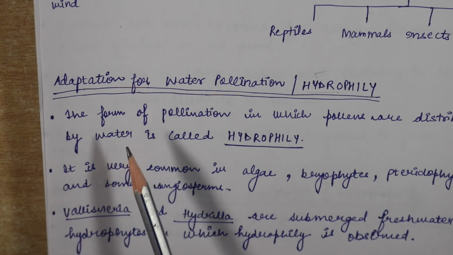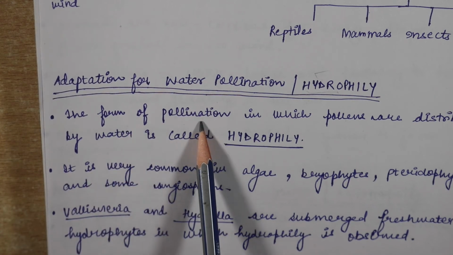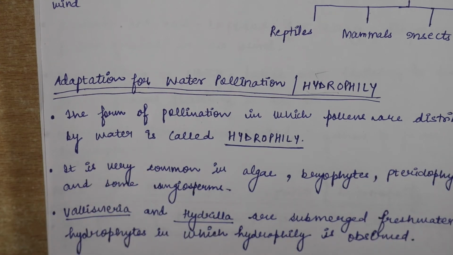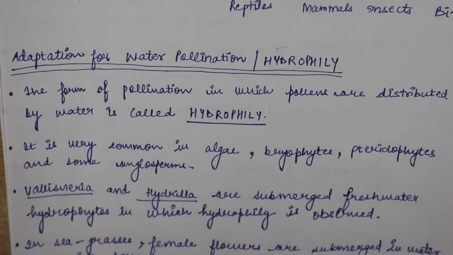What is hydrophily? It is a form of pollination in which pollens are distributed by water. Means, it is a form of pollination in which pollens are distributed by a medium which is known as water. What medium is required here? Water, so it is known as hydrophily. It is very common in algae, bryophytes, pteridophytes and some angiosperms.